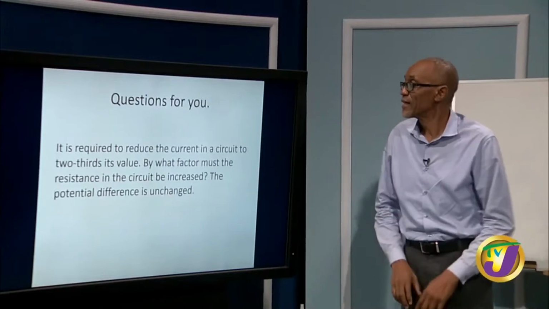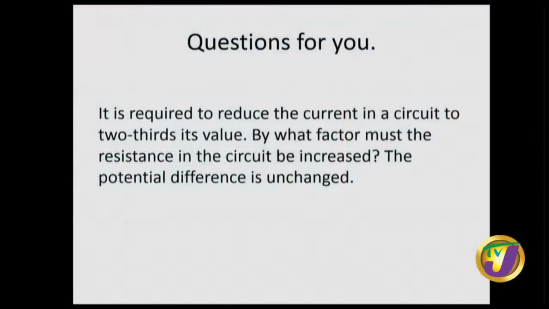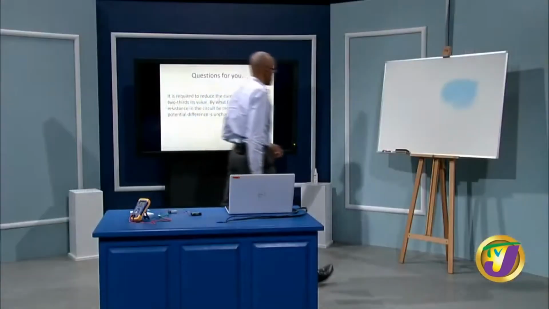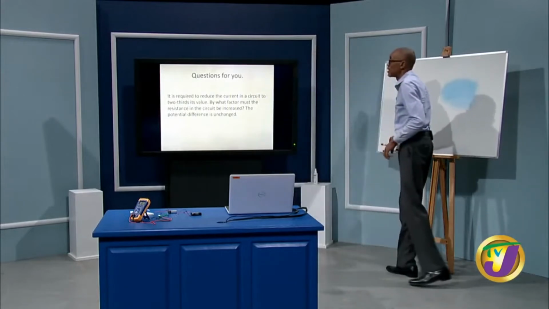So let's look at some questions. All right, some questions for you, and maybe you can try to answer them as well. It said, it is required to reduce the current in a circuit to 2/3 its value. By what factor must the resistance in the circuit be increased? The potential difference is unchanged.